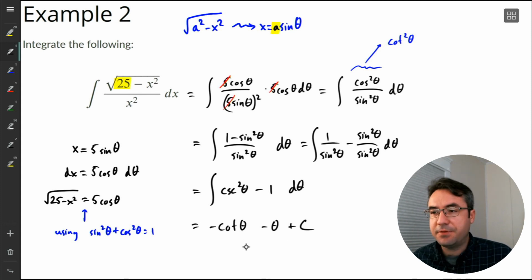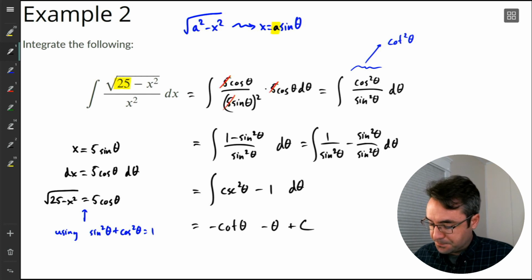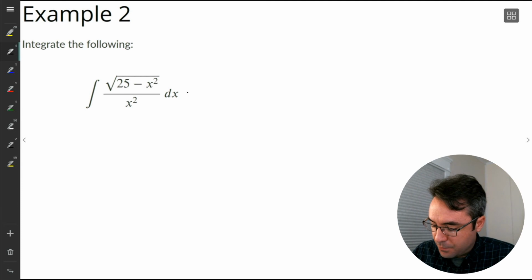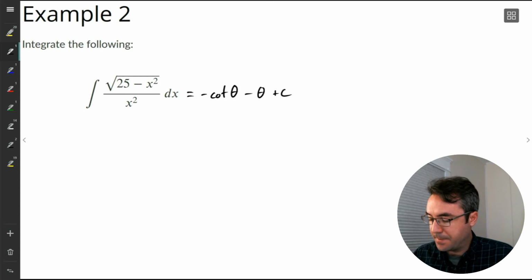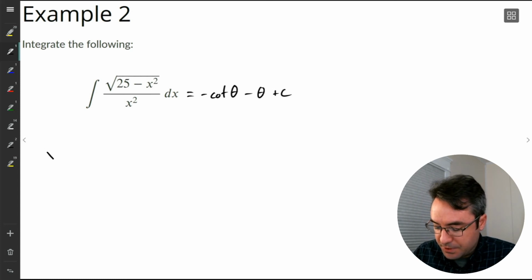So there we go. We've kind of gone through most of the work. We have our antiderivative. And now the last step here is to convert back to our original variable. And this is where we're going to use our right triangle, and we're going to use our original trig substitution to help us figure out what the sides of that triangle are. All right, so let's do that over here. So far we've found that this integral is negative cotangent theta minus theta plus c. And our substitution was x equal to 5 times sine theta.